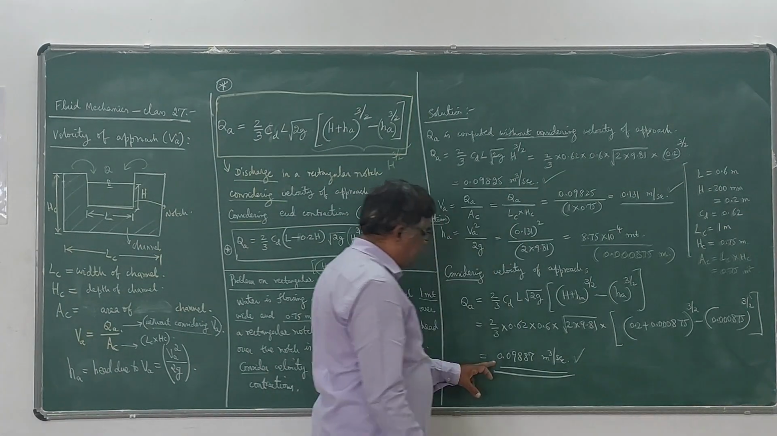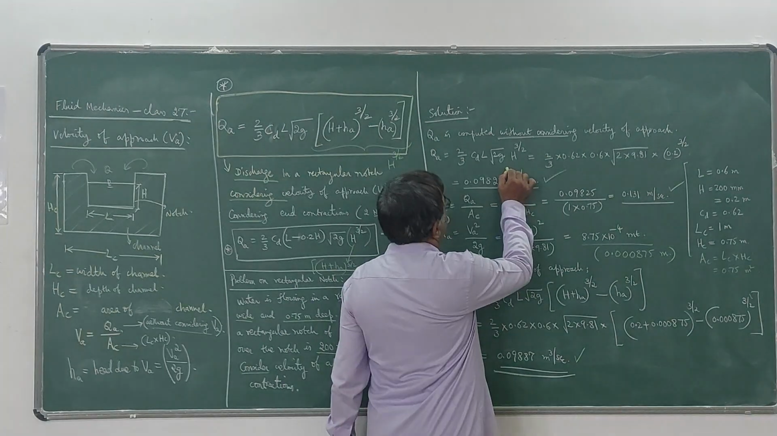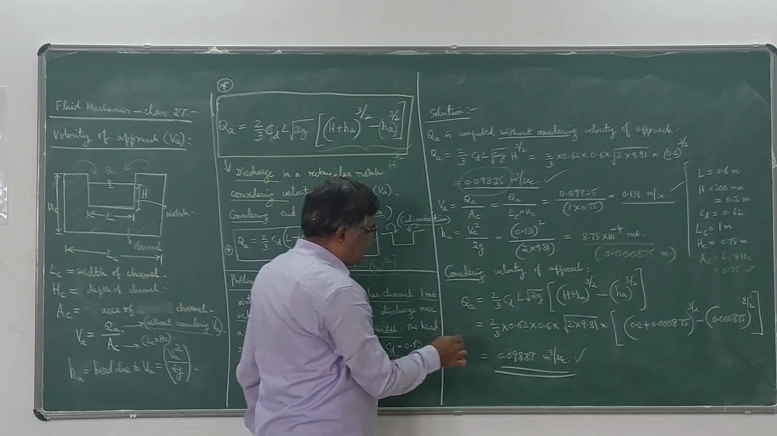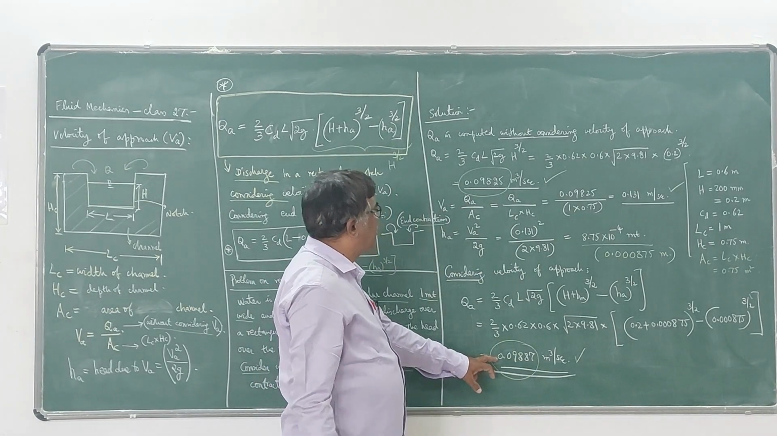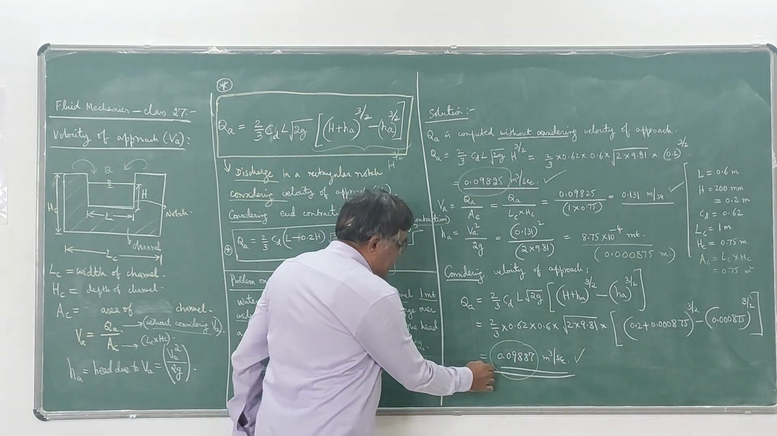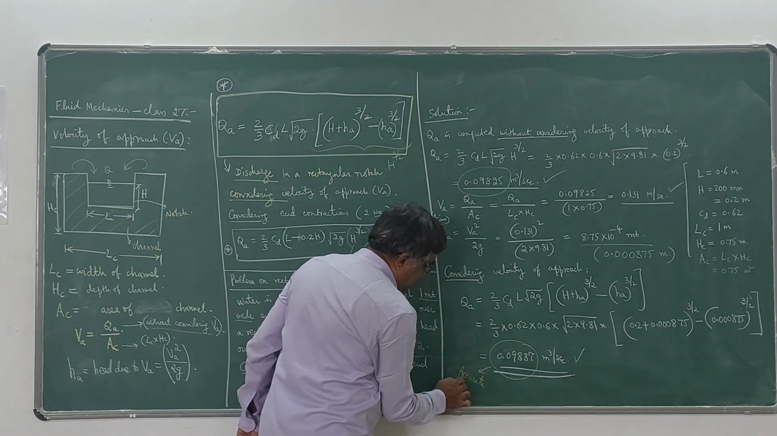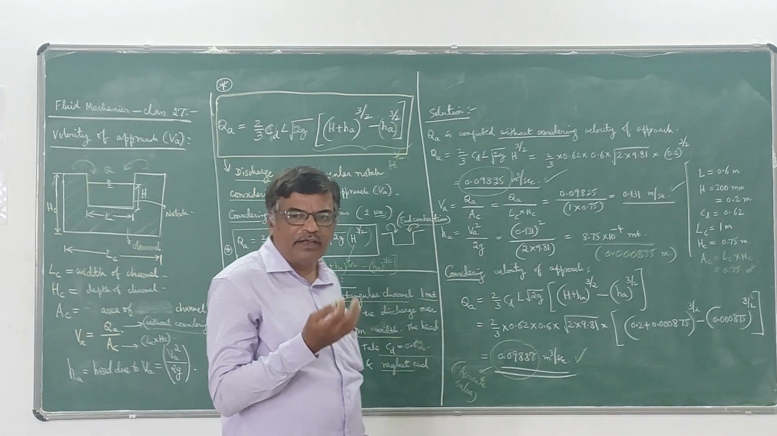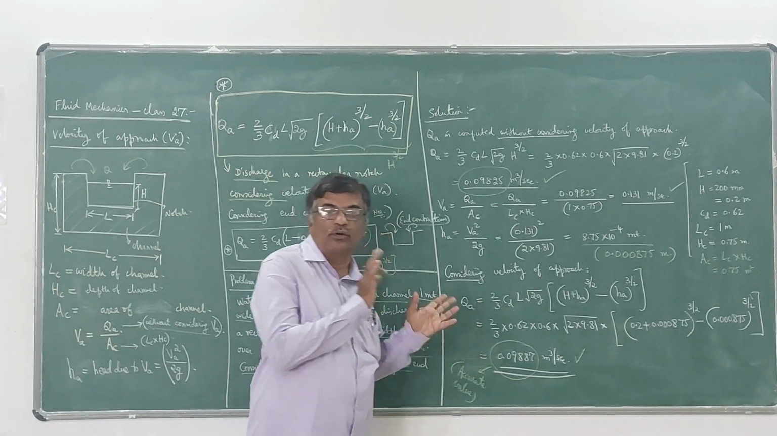To simplify this, you will get a value of 0.09887. Now you can observe the difference in these two values. Without considering velocity of approach, we got 0.09825. After considering the velocity of approach, we got a slightly higher value, 0.09887. Actually, this is the more accurate value, because in practice you have velocity of approach. Neglecting velocity of approach, this is the value. Considering velocity of approach, this is the value.